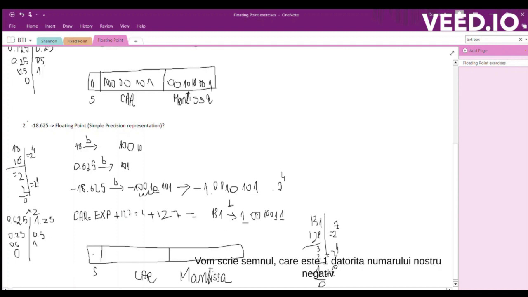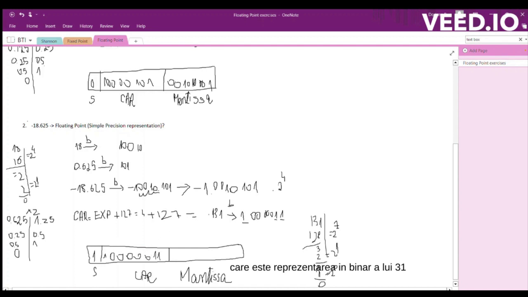So now we will write the sign, which is 1, because we have a negative number. The CAR will be 10000011, which is the binary representation of 131, and the mantissa is everything after the point here, so it will be 0010101.